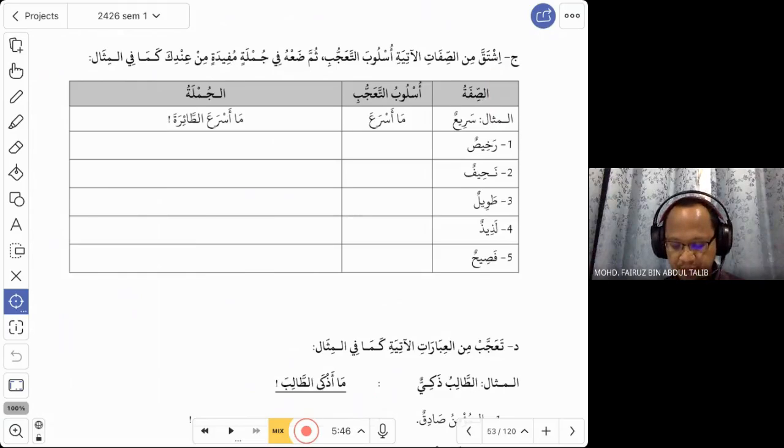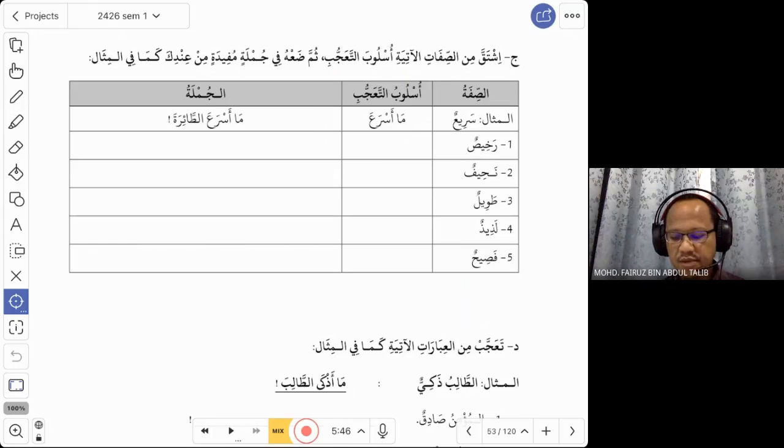التدريب جيم: اشتق من الصفات الآتية. So اشتق, you have to derive from the following adjectives. Here they give you سريع, رخيص, نحيف, and so on. These are all the adjectives. So change the adjective to أسلوب التعجب. Find the أسلوب التعجب from each of these adjectives.